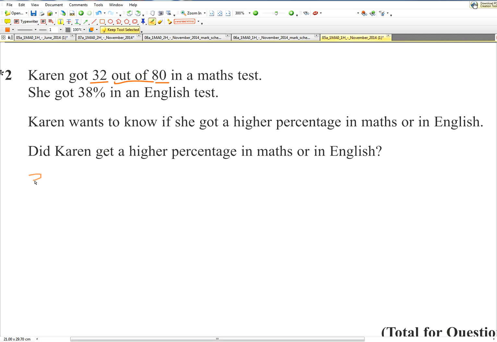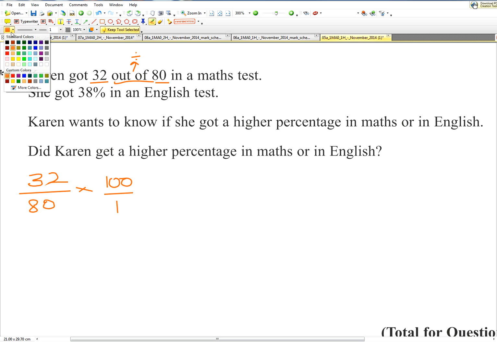Now, in mathematics, the 'out of' part here represents a divide. So 32, we put the divide here, out of 80. So we now quickly change the English wording into mathematics, into a fraction. So 32 out of 80 in a maths test. Now, we've got to express this as a percentage. To change any fraction into a percentage, we multiply it by 100 over 1. Remember, this is a non-calculator paper, so we can't be using a calculator.